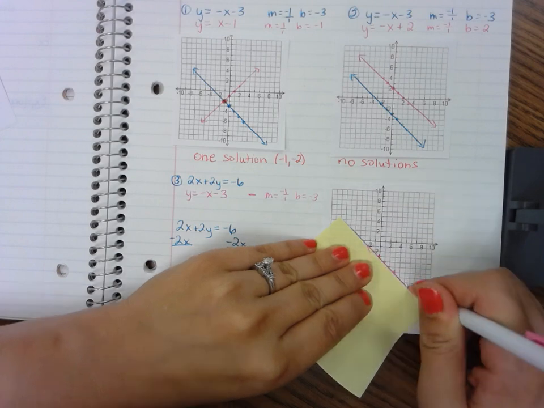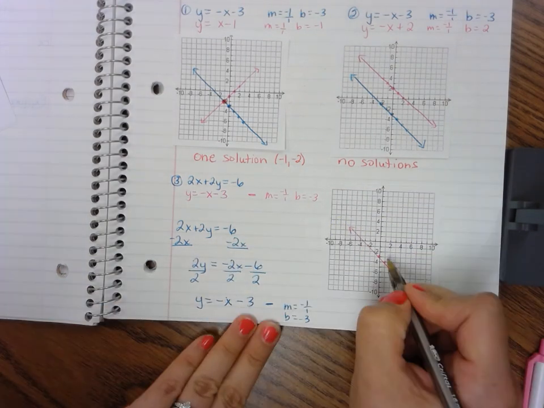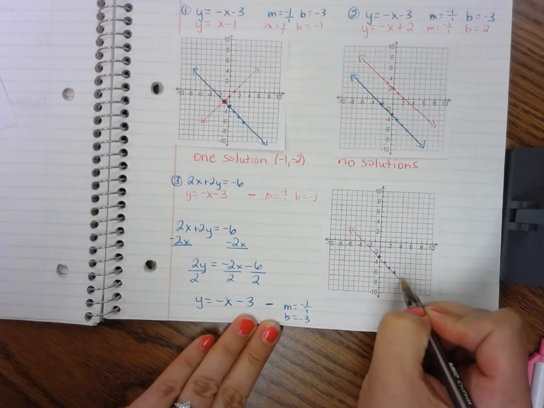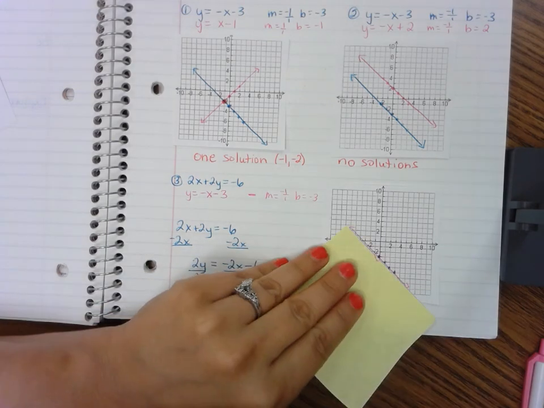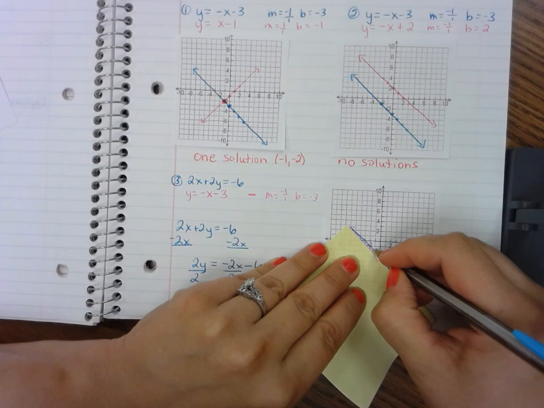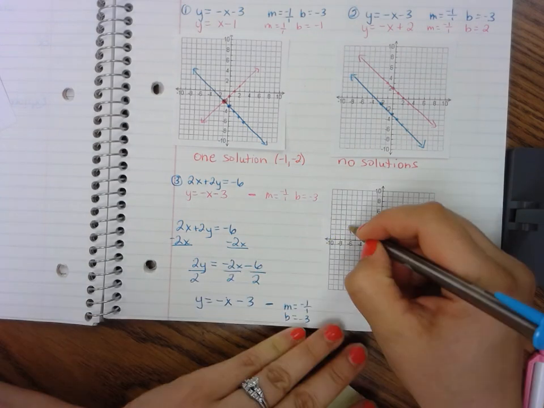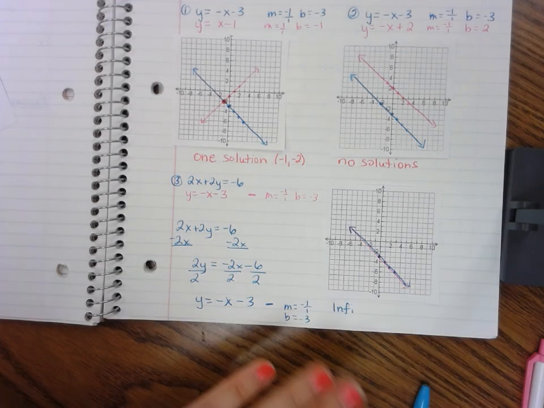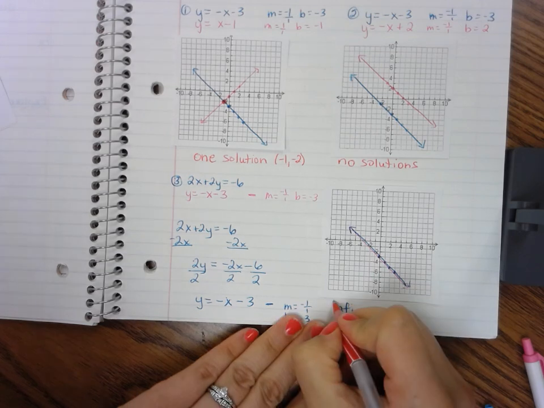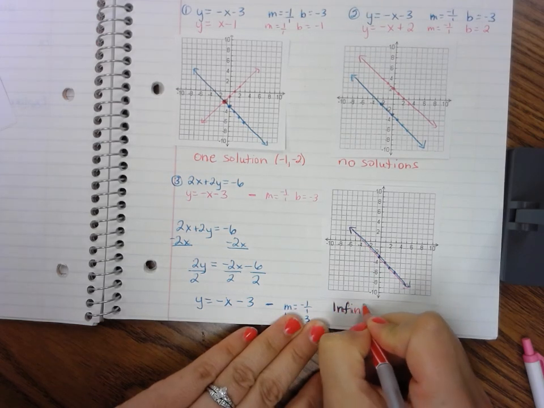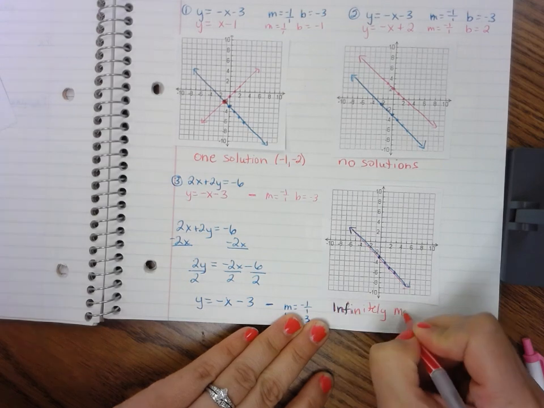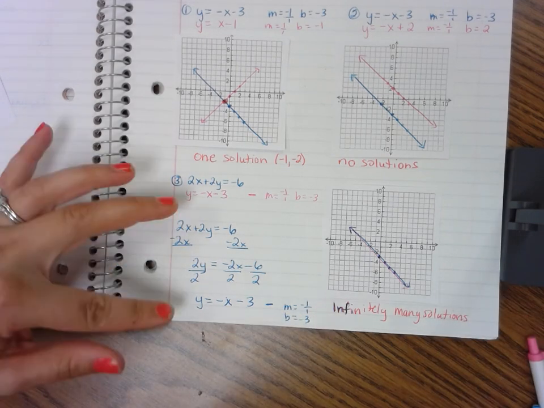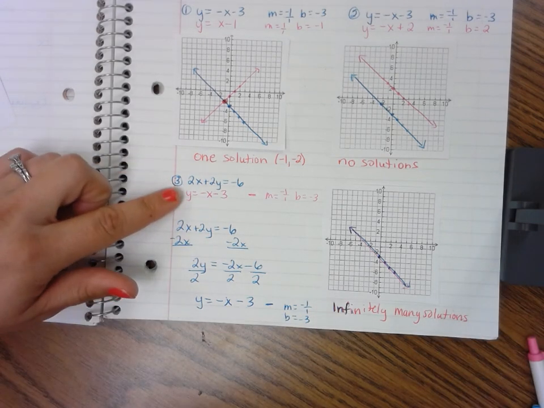Okay, now we're going to do the same thing with our blue. We start at -3, down 1 to the right 1. Hopefully you notice that I'm plotting the same points, which means that these graphs are identical. So this has, let me write it in red, infinitely many solutions. That means that these equations are actually the same, although they look different when we started. They ended up being the same equation when we put them into slope-intercept form.